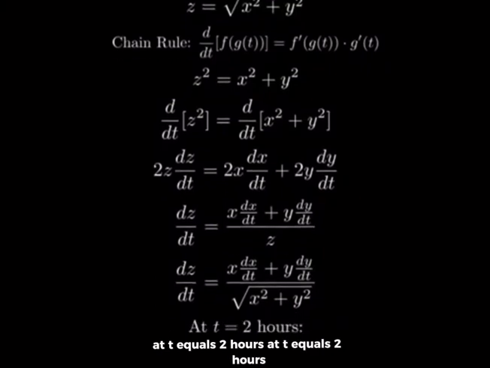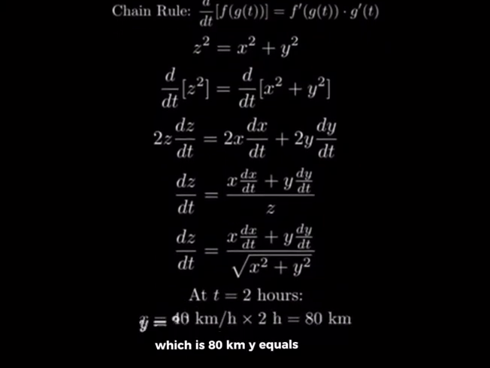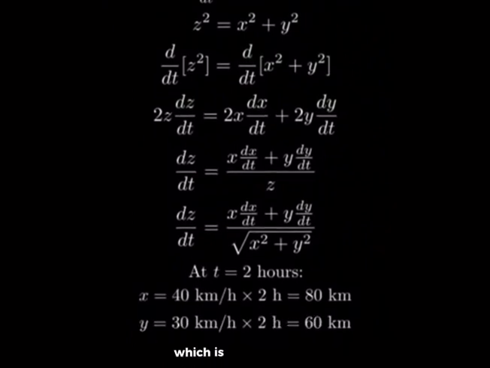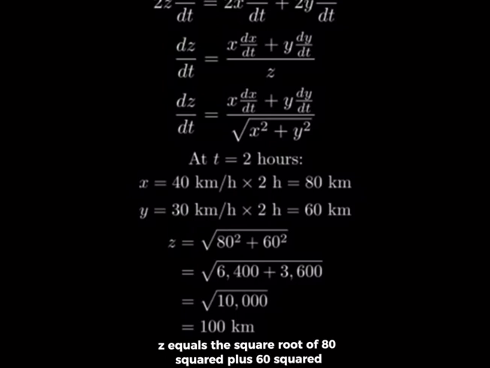At t equals 2 hours, x equals 40 kilometers per hour times 2 hours, which is 80 kilometers, y equals 30 kilometers per hour times 2 hours, which is 60 kilometers. Therefore, z equals the square root of 80 squared plus 60 squared, which is the square root of 6,400 plus 3,600, giving us the square root of 10,000 or 100 kilometers.